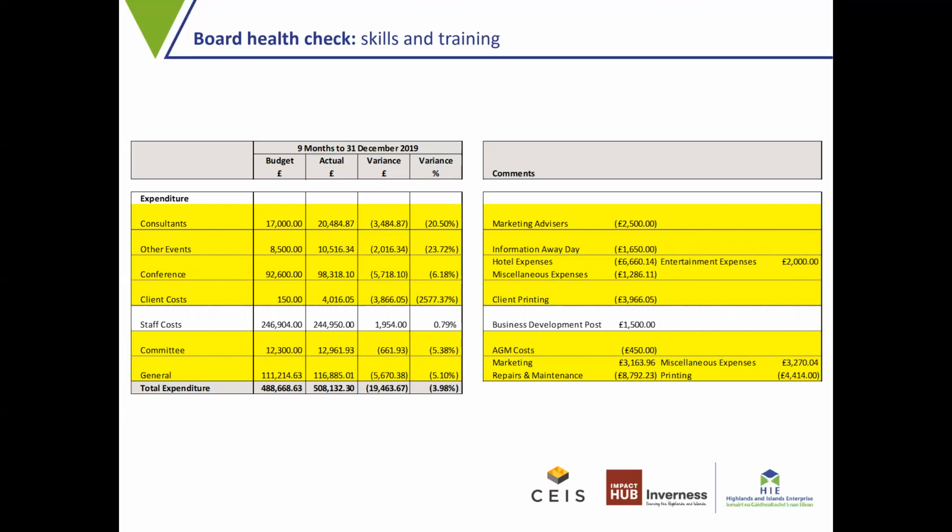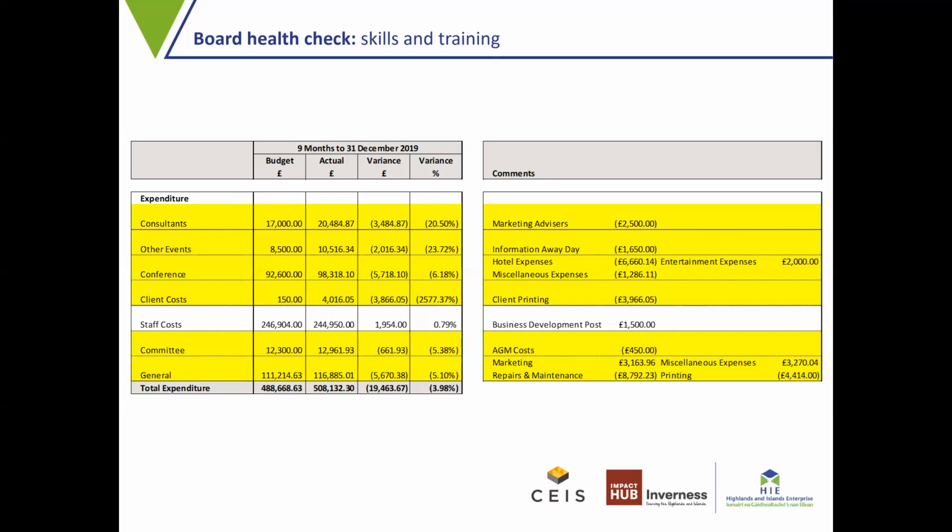So actual consultants' costs for the period are 20,484.87, a variance of minus 3,484.87, and the comment section shows that the majority of the cost relates to marketing advisors with a variance of minus 2,500. The next category of costs to look at is other events costs.